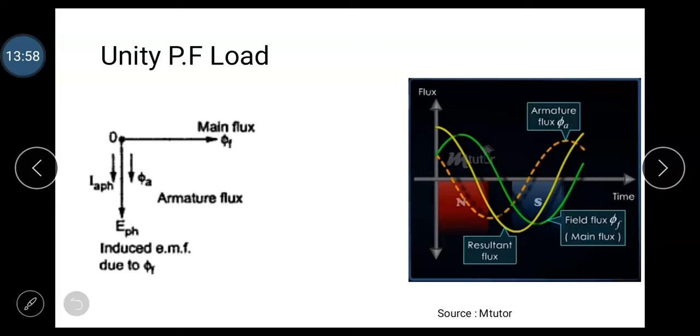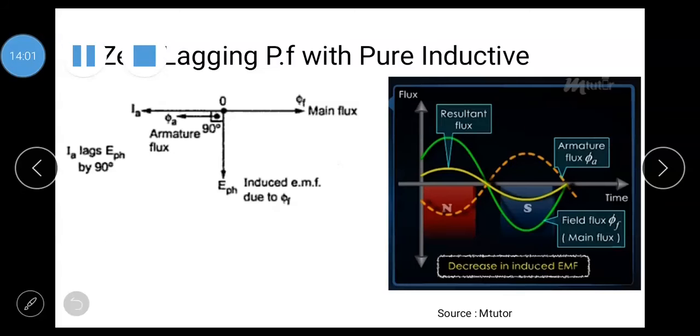In the terminal voltage of an alternator, now we'll see about the zero lagging power factor with a pure inductive load. Just consider a pure inductive load connected to an alternator having a zero lagging power factor. That is an extreme condition.